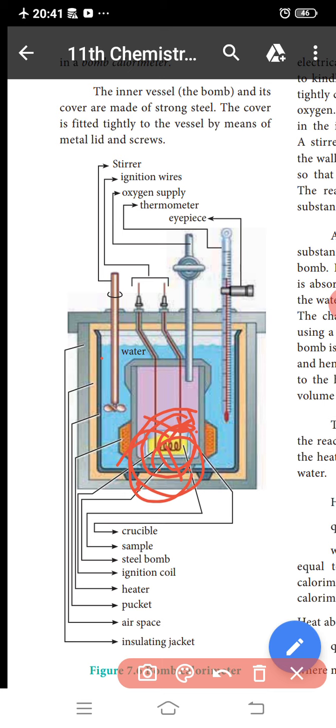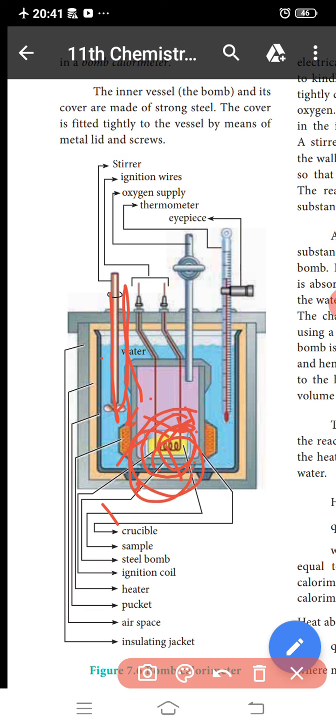The bomb is immersed in water in the inner volume of the calorimeter. This is the stirrer. The stirrer is placed in the space between the wall of the calorimeter and the bomb, so that the water can be stirred uniformly. The reaction is started by igniting the substance through electrical heating. A known amount of combustible substance is burned in oxygen in the bomb.